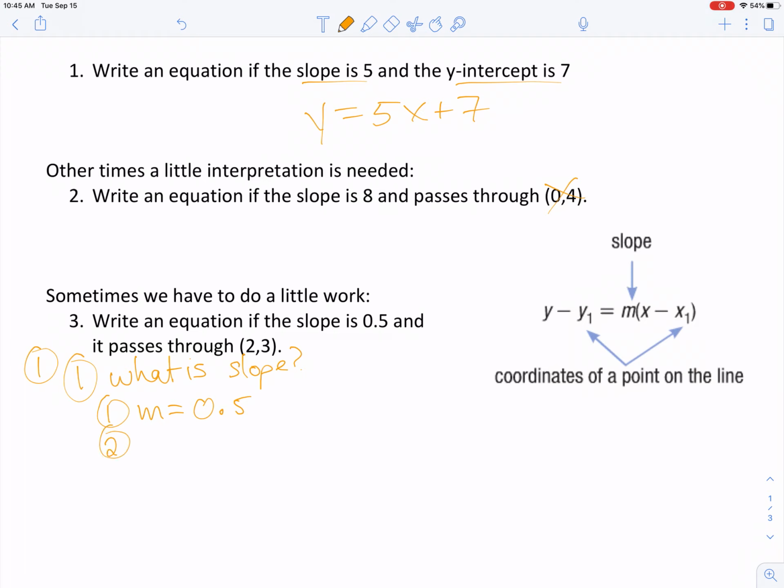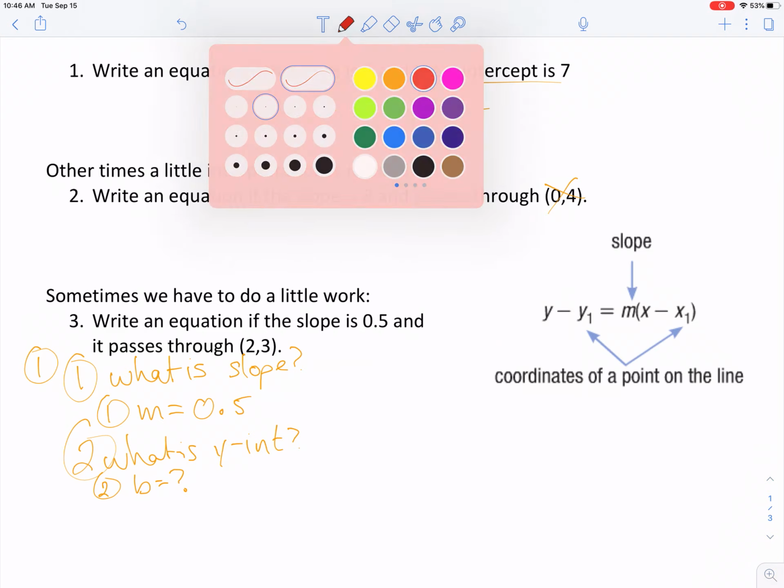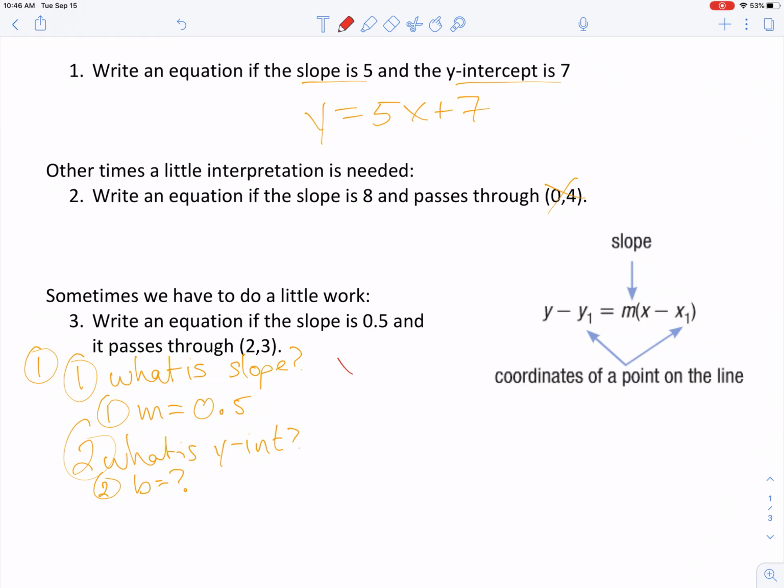Step 2, what is the y-intercept? Actually, hang on, let me do this over here. So step 2, what is the y-intercept? The way you'll see me shorthand this is by doing b, not the y, the b. I don't know what it equals this time, but I do know that they gave me a point. So what I can do is take an equation, y equals mx plus b, and I'm going to try plugging in this point.